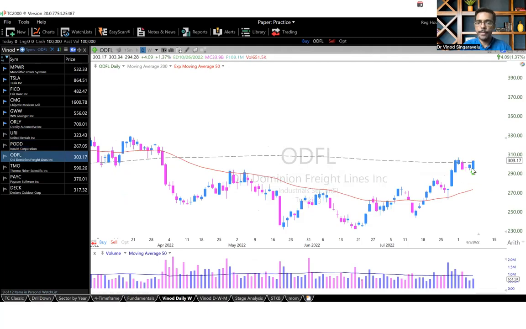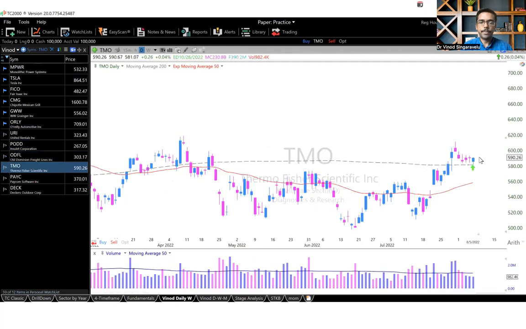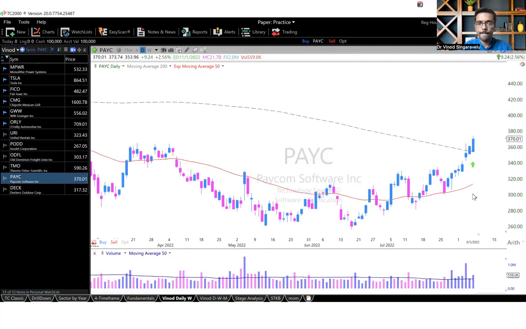Another green arrow here where it is staying above the moving average, where it has been consolidating, and now it has reclaimed that. TMO, same story here, went up above that dotted black line, came back and retested, consolidating tightly around that level, and we have this green arrow indicating the price is above that and is likely to have a good setup.